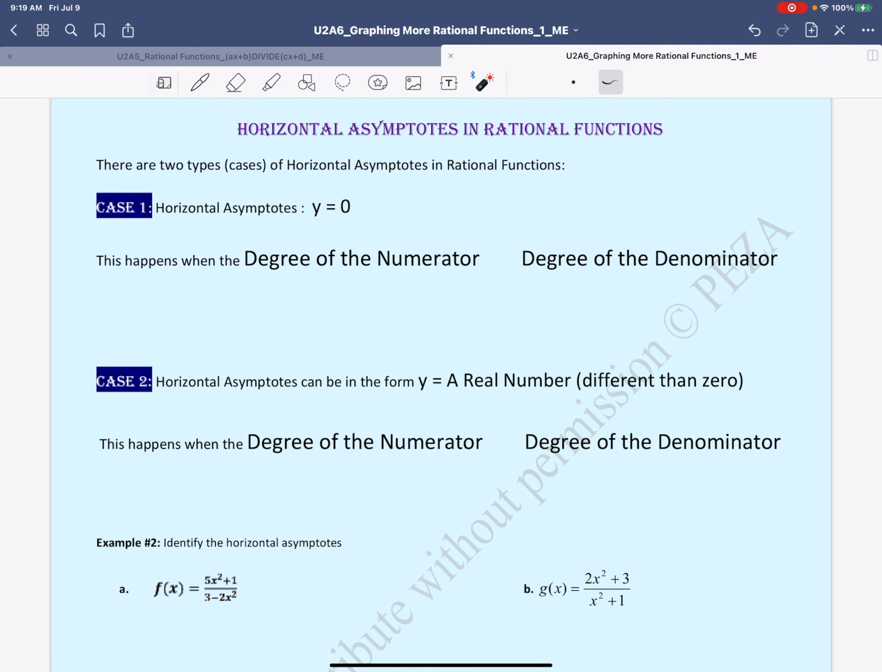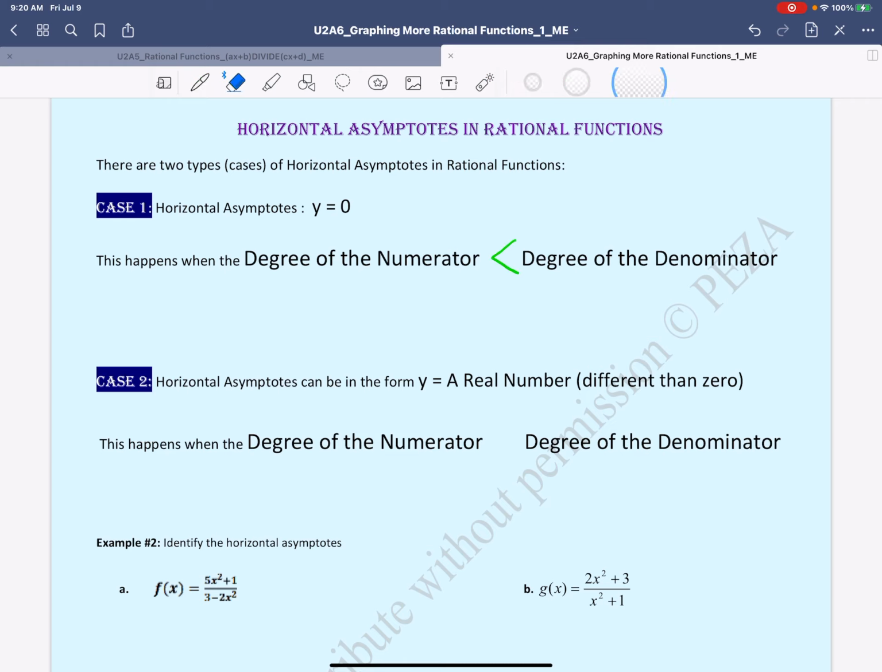Now, this is some more explanation about how we determine the asymptotes. There are two types of horizontal asymptotes in rational functions: either y equals 0 or y equals a real number. So this is a summary of what we just explained. So when do horizontal asymptotes y equals 0 happen? It happens when the degree of the numerator is less than the degree of the denominator.